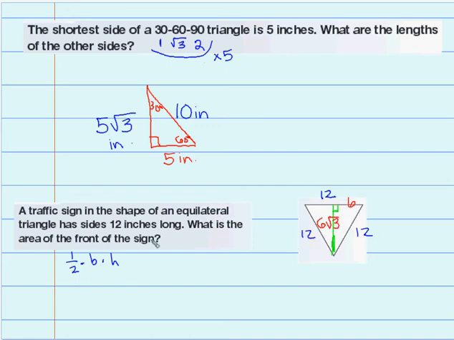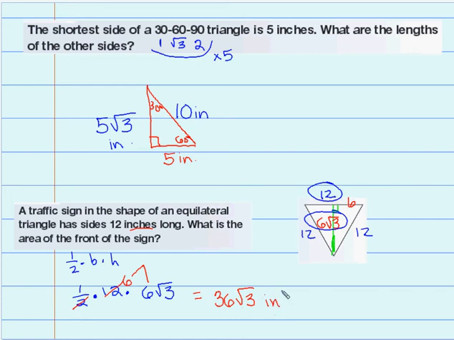So I'm going to substitute all of this information into my formula. So I have 1/2 times, what's the base? The base is the whole length, it's 12, times 6 square roots of 3. Okay, so how does this work? Well, 1/2 of 12 is 6, and when you multiply with the square root, we only multiply the coefficient, let's call it, the number outside. We don't do anything with the square root. So 6 times 6 is 36, and we still have square roots of 3, and it was inches, and we were doing area, so it's 36 square roots of 3 inches squared.